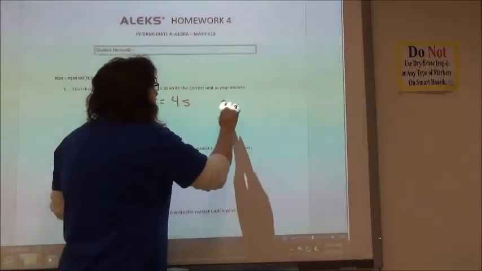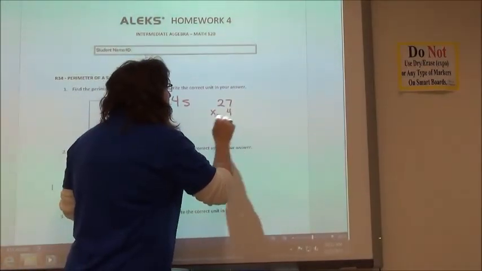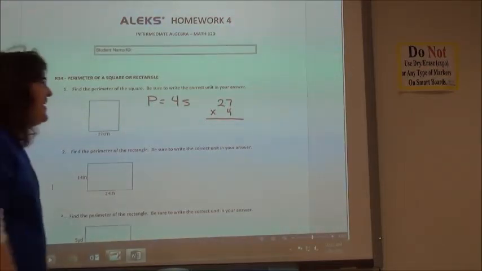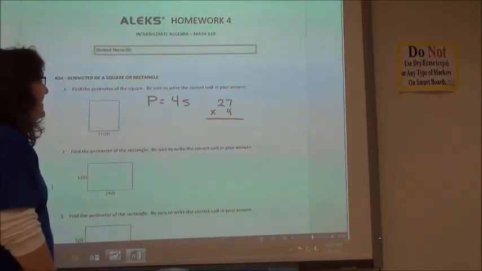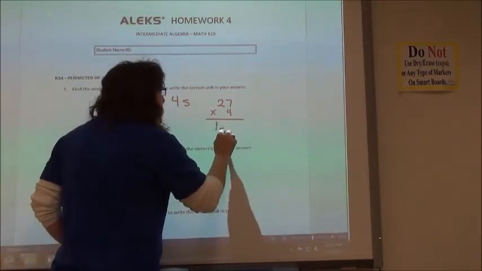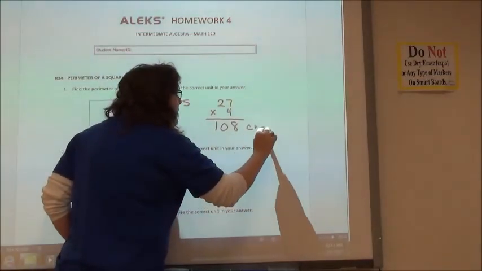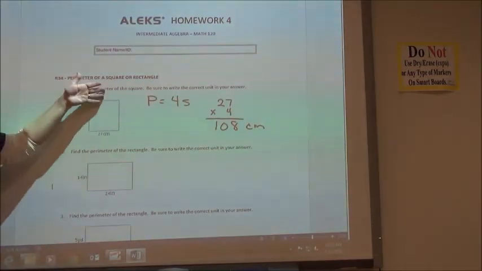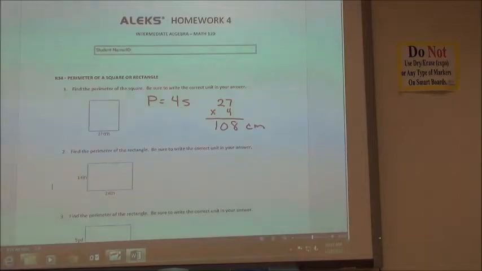So in this case, we're just going to take 27 times 4. I'm going to let you grab your calculator and go ahead and multiply that out for me, just because it'll be quicker. Well, maybe not. 108. And when we do perimeter, our label is just in the plain units, because really I'm doing 27 centimeters plus 27 centimeters plus 27 centimeters plus 27 centimeters. So the label is just the regular plain units.